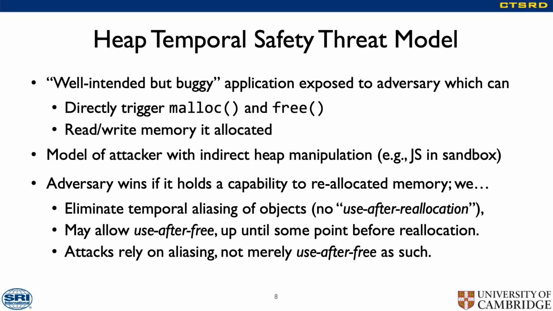The adversary wins if a capability it obtains from malloc comes to point to another object's memory. We must eliminate temporal aliasing of objects, what might be called use after reallocation, although we may permit some use after free so long as the memory has not yet been repurposed. That is, access to free memory might indefinitely continue to see the old object. Attacks rely on aliasing, not merely use after free, so this weaker defense still suffices.